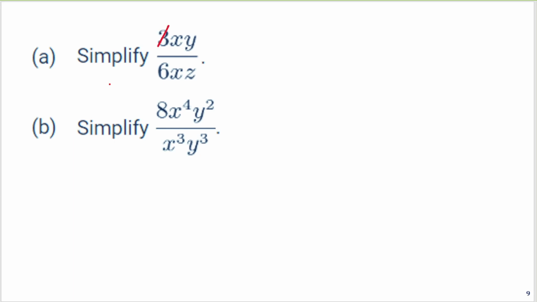For the first one, we can cancel a common factor 3 for the two constants, right? Because 6 is 3 by 2, then we can cancel a 3 here. This leaves us a 2, right? x cancels with x here, so that leaves us y over 2z, right?